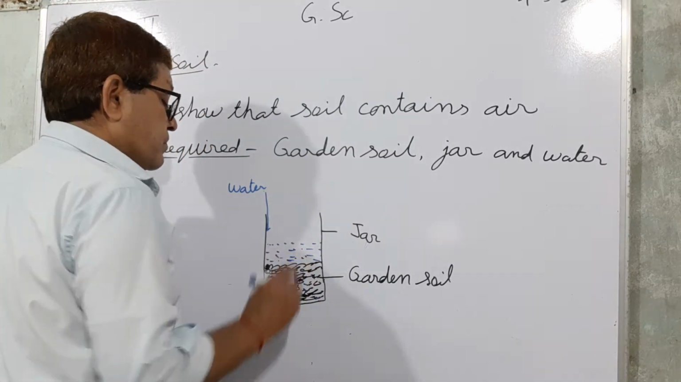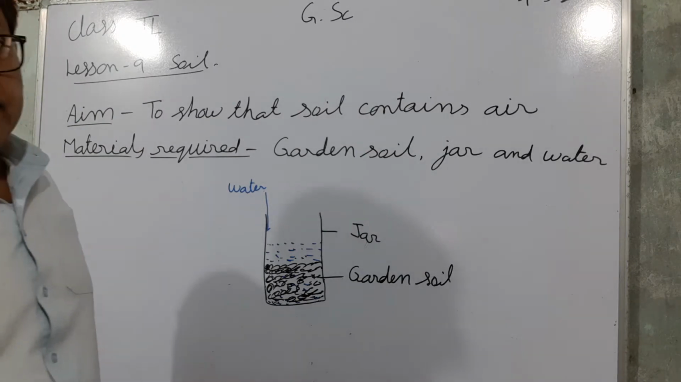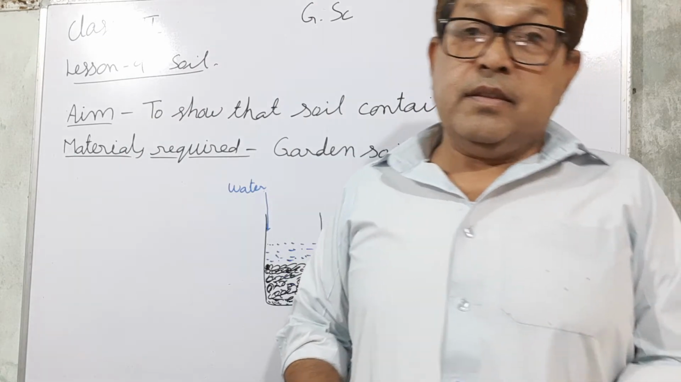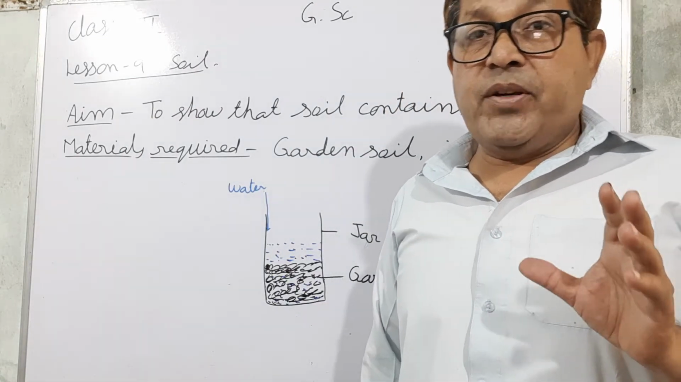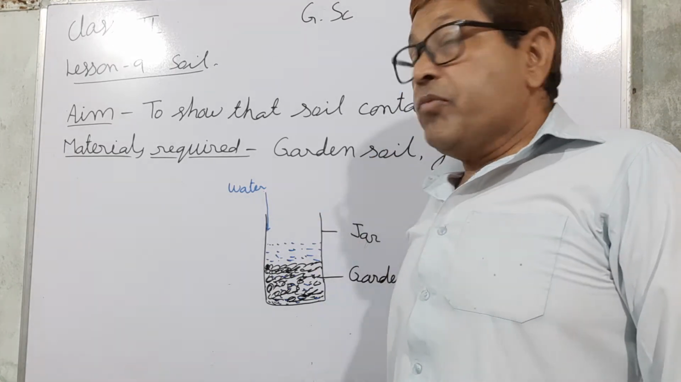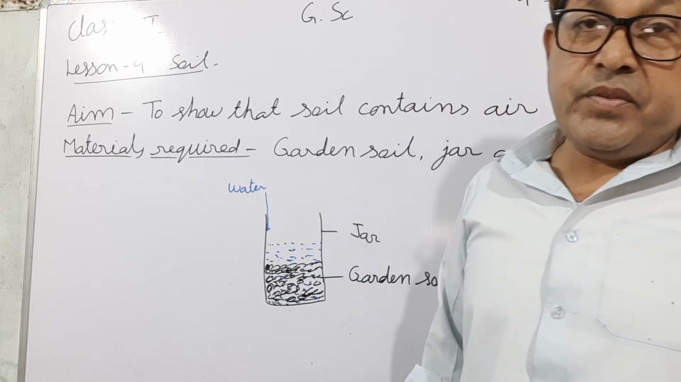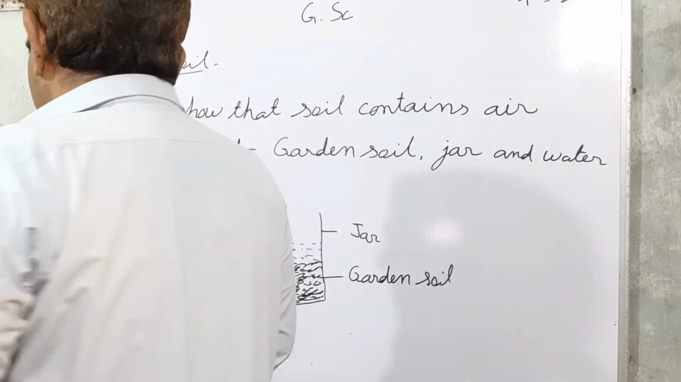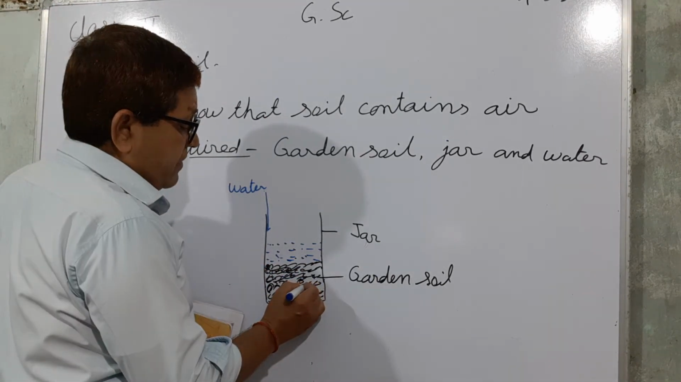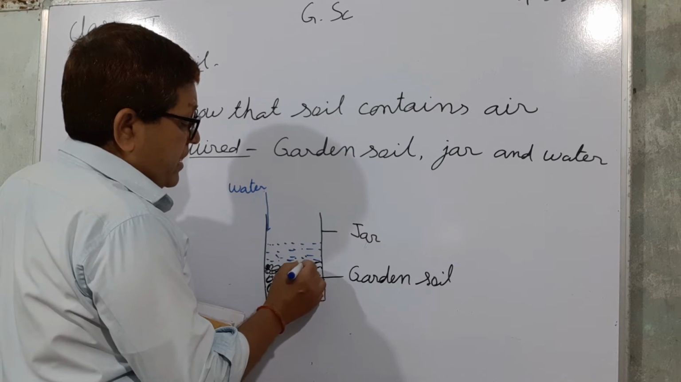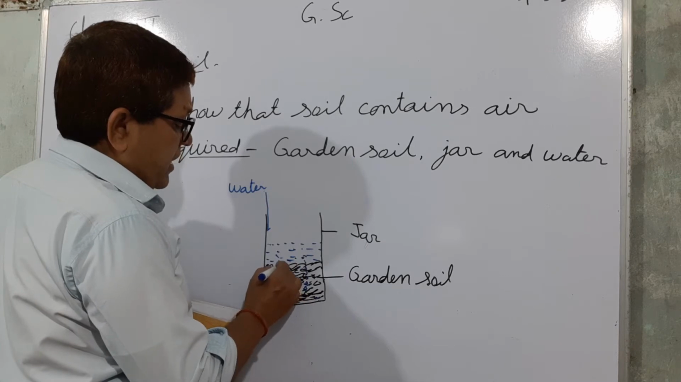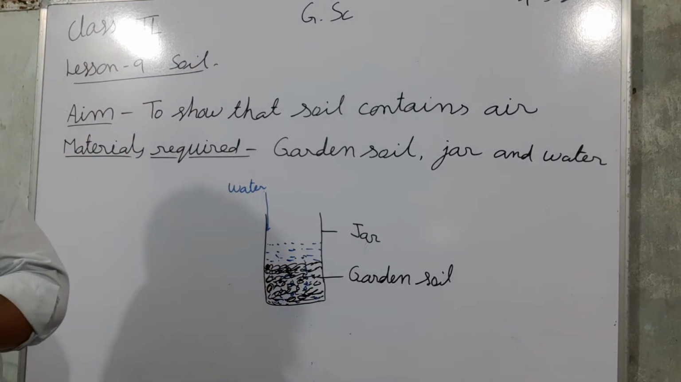So this activity: what you have to do? You have to take a little amount of the soil in the jar, and pour the water in the jar. Now what you will observe? Observation: you will find some air bubbles coming from the soil.